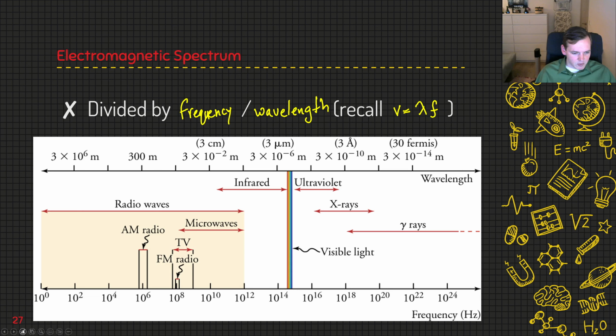And you'll notice a bunch of things on here that might look somewhat familiar. So we've got radio waves, microwaves, infrared, ultraviolet, X-rays, gamma rays. And this also contains the visible light. So there's a small bit of electromagnetic radiation that our eyes are sensitive to. The rest we can't see.